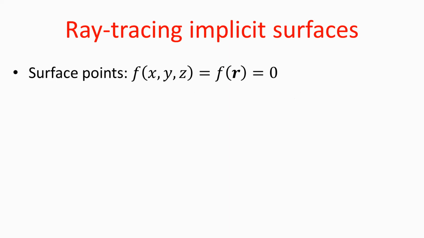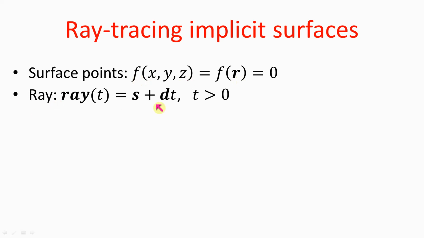implicit form. Implicit surfaces have an equation f where we put the Cartesian coordinates x, y, z into some algebraic expression and make this algebraic expression equal to 0. Sometimes it's more convenient to replace x, y, z Cartesian coordinates by the position vectors of the point.